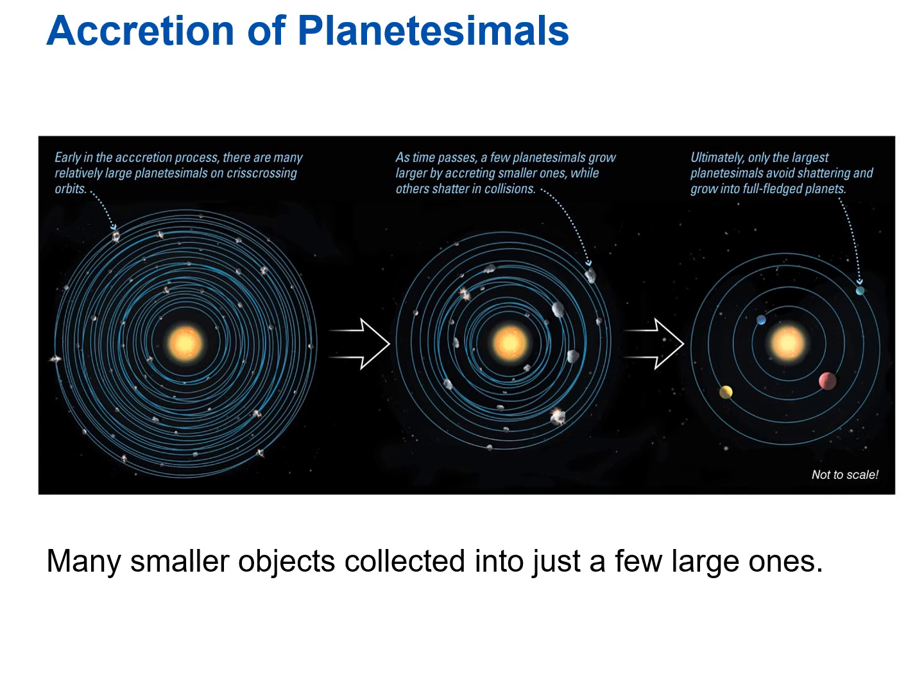So here we go. Many smaller objects collected into just a few larger ones. Early in the accretion process, here we have the sun, or the proto-sun at least, with many, many small objects. There are many relatively large planetesimals on crisscrossing orbits. As time passes, a few planetesimals grow larger by accreting smaller ones, while others shatter in collisions. Ultimately, only the largest planetesimals avoid shattering and grow into full-fledged planets. So there we have Mercury, Venus, Earth, and Mars. Not colored appropriately, but there they are.